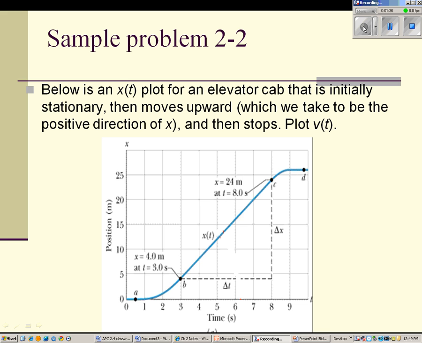So I'd like you to right now pause the video, and on a sheet of paper or in your notebook, draw this position versus time graph, just sketch it, and then you're going to sketch a velocity versus time graph. So pause the video now.